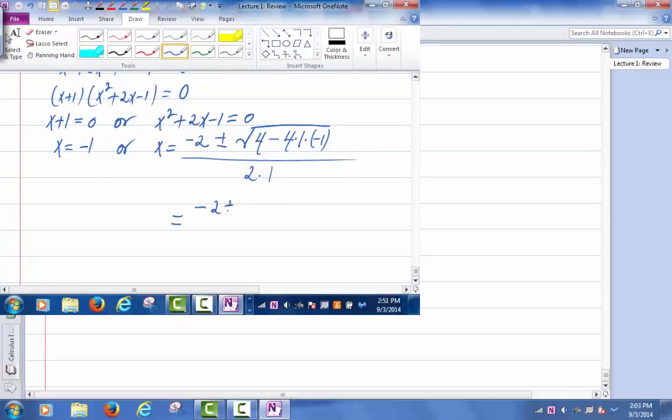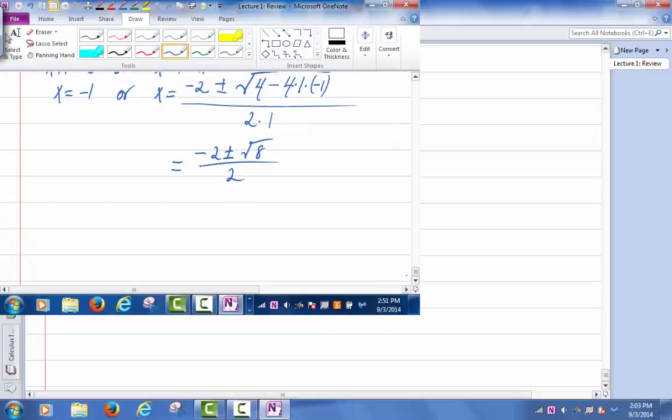And what do I have? Negative 2 plus or minus, it's what? 4 plus 4, right? Which is 8. So root of 8 divided by 2. And root of 8 is what? Root of 8 is 4 times 2, right? 8 is 4 times 2, so it will be 2 root 2, right? So I get negative 2 plus 2 root 2 divided by 2. And now I could say this is negative 1 plus, oh, I forgot plus or minus. Right? And we have all the three roots.